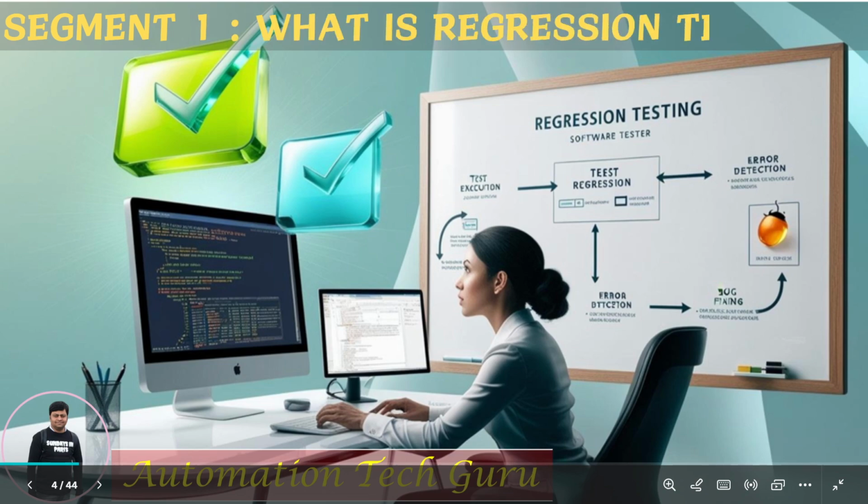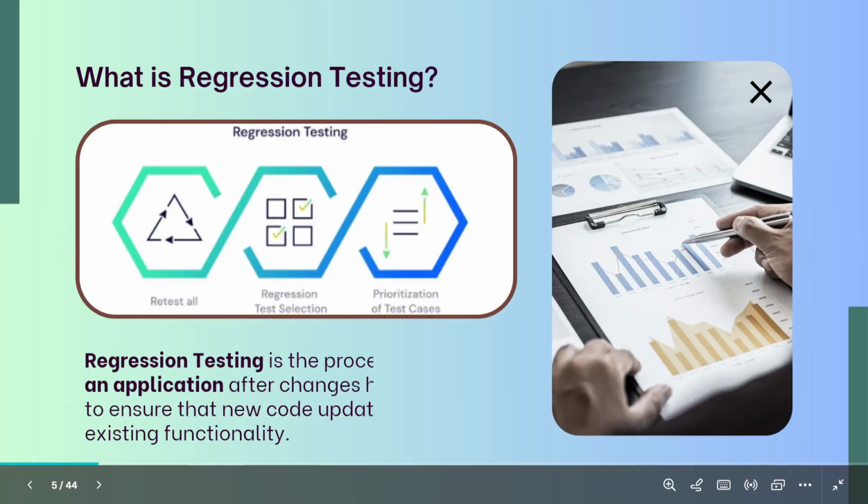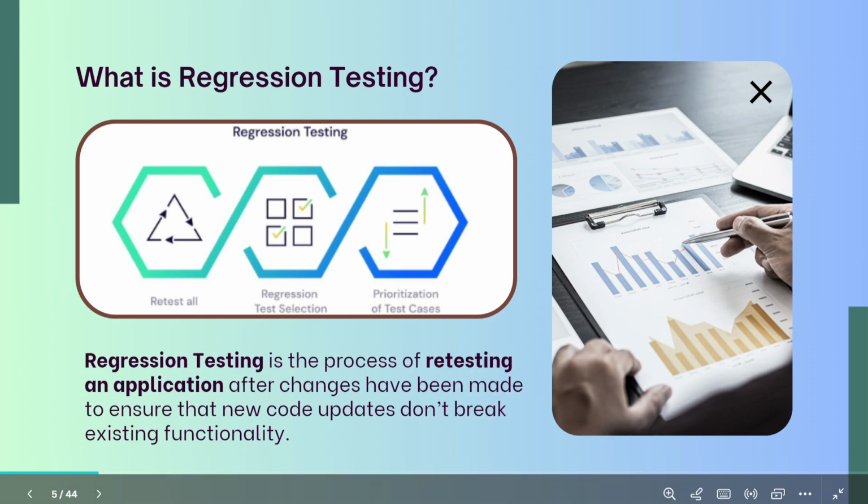So segment 1, what is regression testing? Regression testing is the process of retesting an application after changes have been made, to ensure that new code updates don't break existing functionality. Why is it called regression testing? The word regression means going backward or returning to a previous state. In software, a bug fix or new feature should not cause the system to regress into a faulty state.